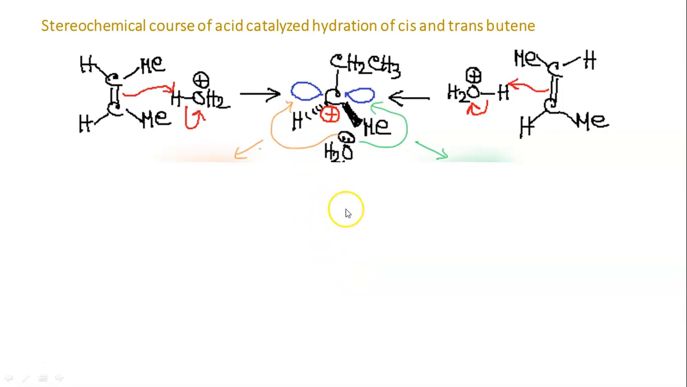Now we will see the stereochemical course of acid catalyzed hydration of cis and trans-butene. So here we have cis-butene, we have trans-butene. So basically we will see the mechanism, and you will see that we are getting the same product mixture. So there is first protonation. This is our protonation step. Same here also. So here we are getting the carbocation.